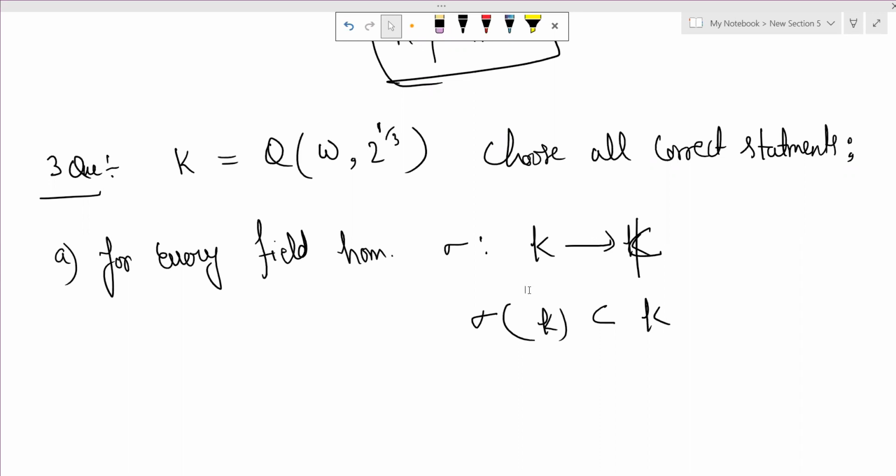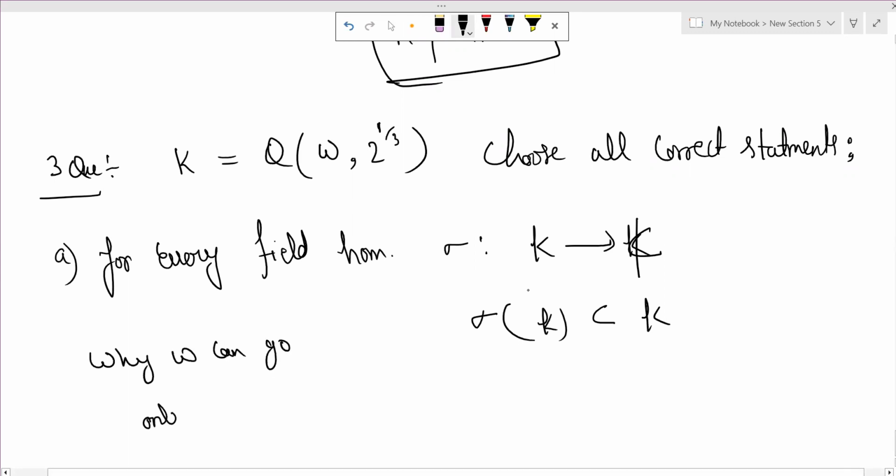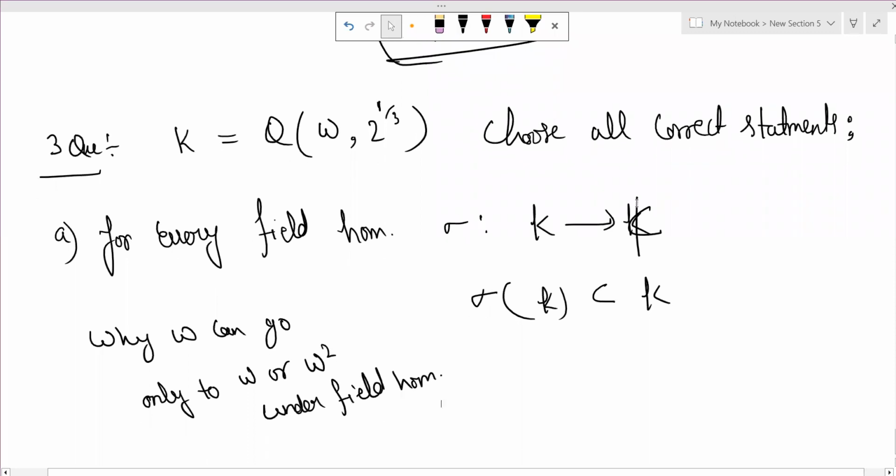Okay, let me first ask this question. Why can omega go only to omega or omega square under a field homomorphism? You should answer this question. These things I already did in previous sessions. I just want to hear a direct statement from you. That I already proved in my session: where can an element go under a field homomorphism?